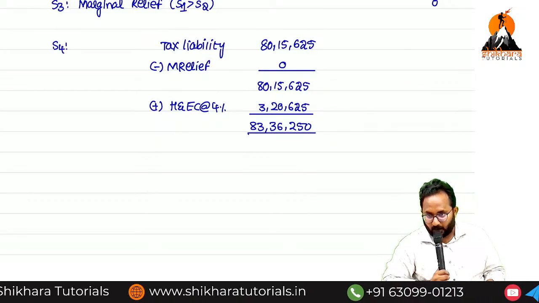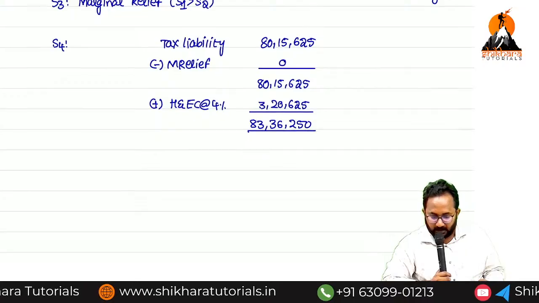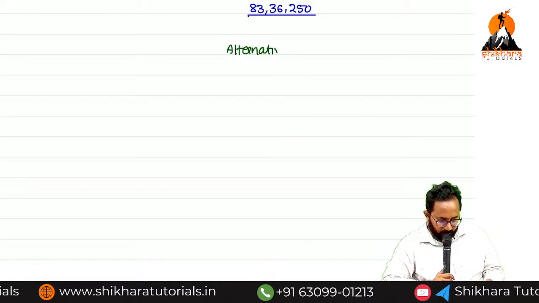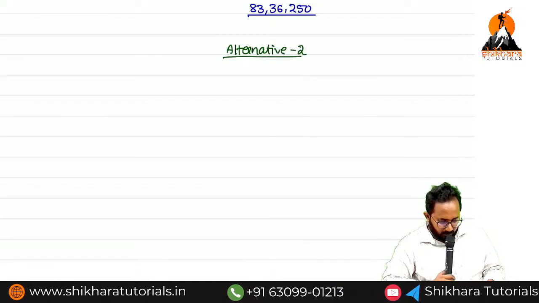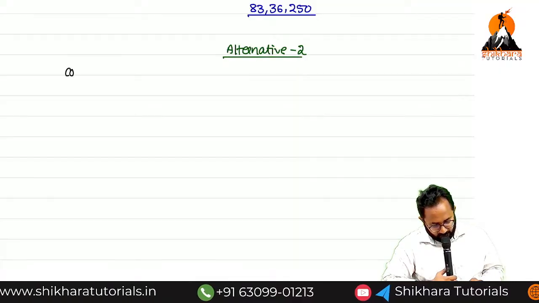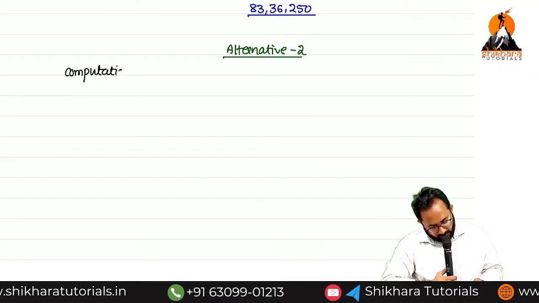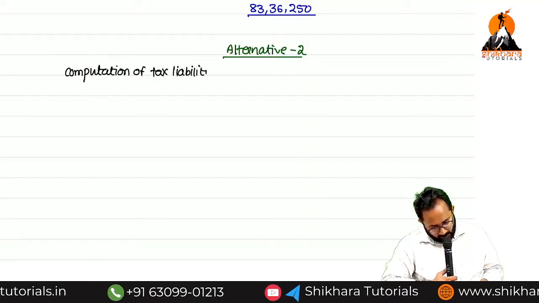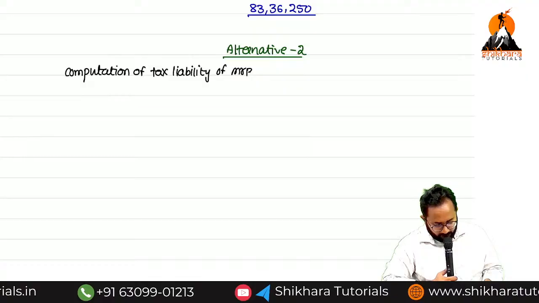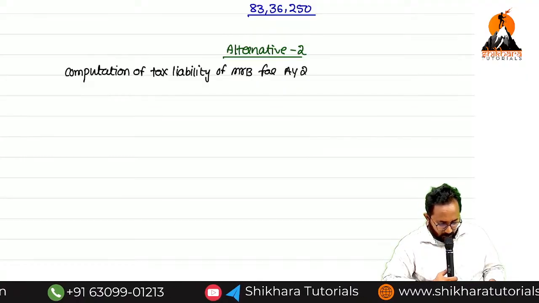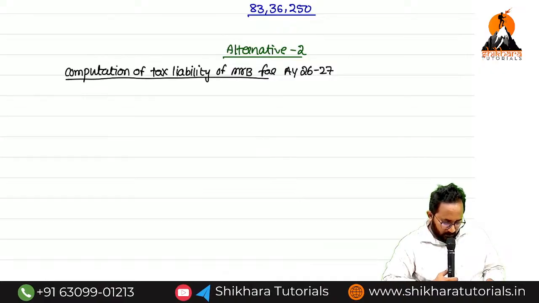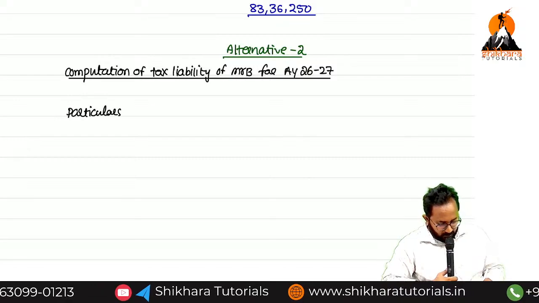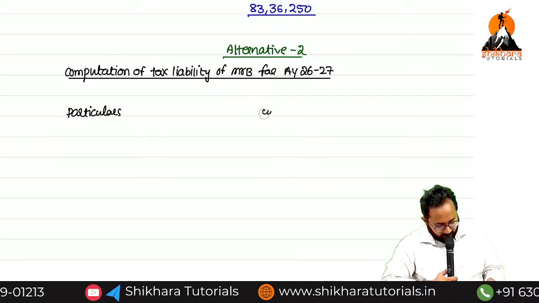Alternative 2. I know already there is no marginal relief, so you can calculate directly. Alternative 2: simply computation of tax liability of Mr. Bina B for assessment year 26-27. Normally we calculate particulars and amount. Particulars, computation, last column amount.